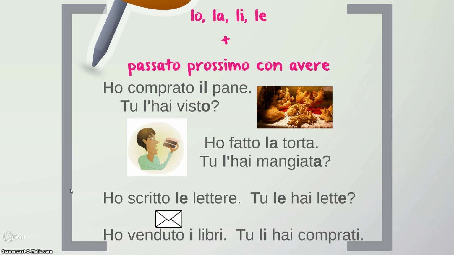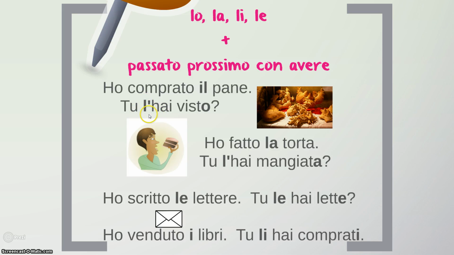One more detail to remember about the passato prossimo when using the verb avere occurs when you have the pronouns lo, la, li, le occurring before the verb. Let's take a look. Ho comprato il pane. Tu l'hai visto? So here we have the L apostrophe, which is a pronoun. It's a direct object pronoun replacing il pane. I bought the bread. Did you see it?